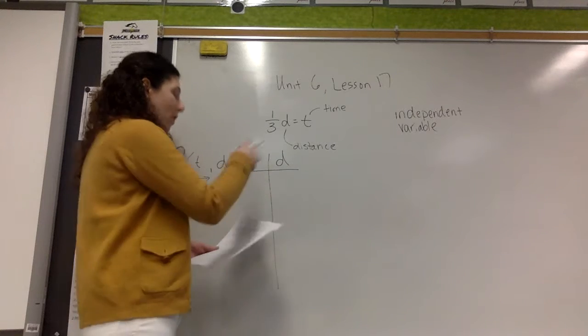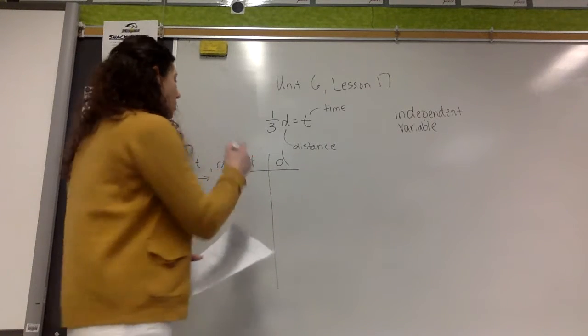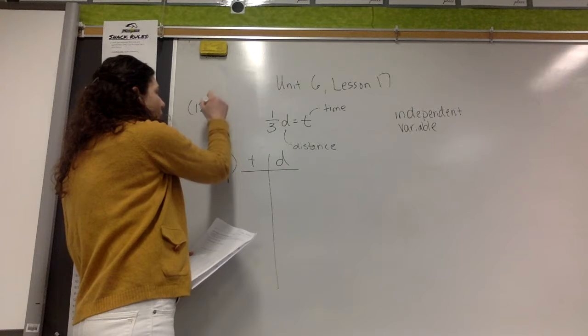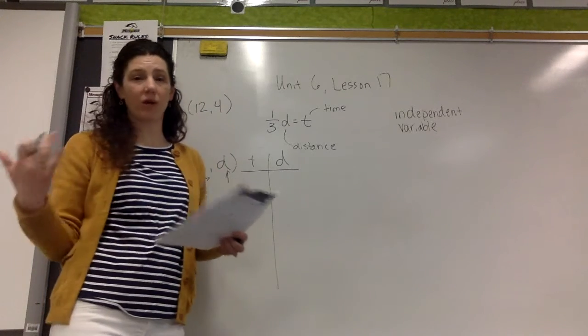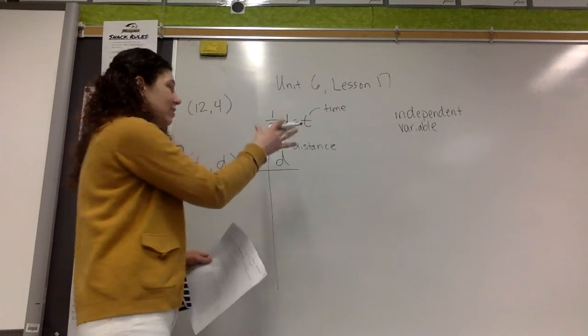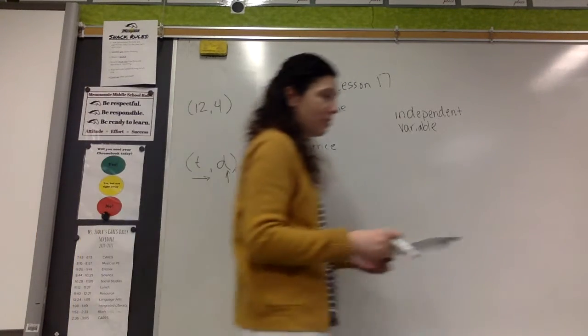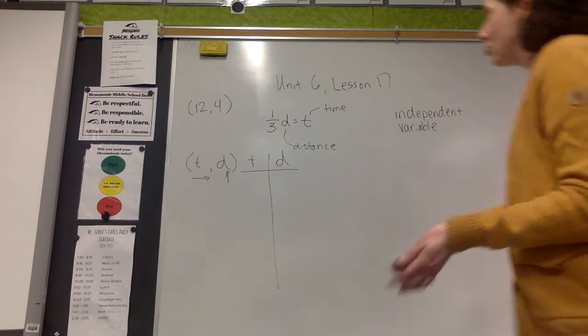So what they're asking us for number 2 is if we're looking at 12, 4, is the 12 the D or is the 12 the T? We have to make sure that we see where they fit them and then we're placing them on this table. Because they're linked, I can do some other things.